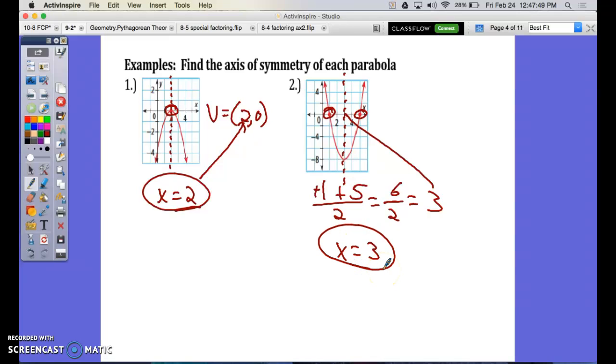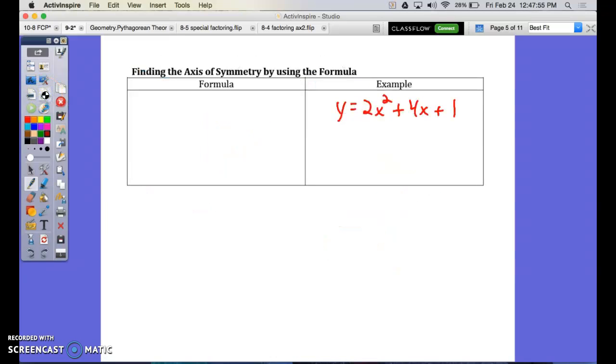So those are the two methods that we just looked at on that previous slide with the two rules for finding the axis of symmetry. Now, finding the axis of symmetry by using a formula. This is actually the one that you're going to use most often, because not always are you given a graph that you are just simply able to look at and find the axis of symmetry. The formula that we're going to be using is x equals -b over 2a.